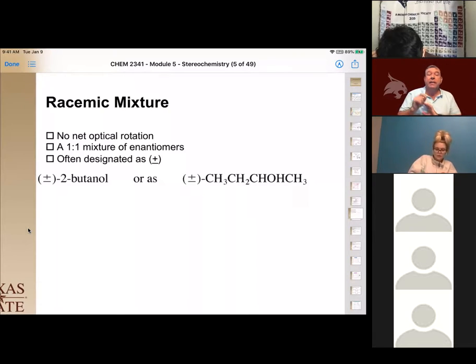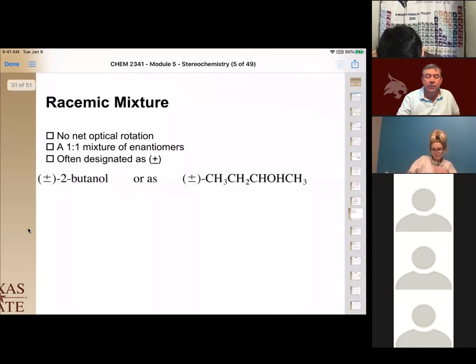So if you have an equal mixture of 2 enantiomers, you have 0 optical activity. And when you have that 0 optical activity in something you know is chiral, we typically note that as the plus-minus mixture, meaning it rotates plus, then minus, and ends up being a net 0. And that mixture is what we call a racemic mixture.